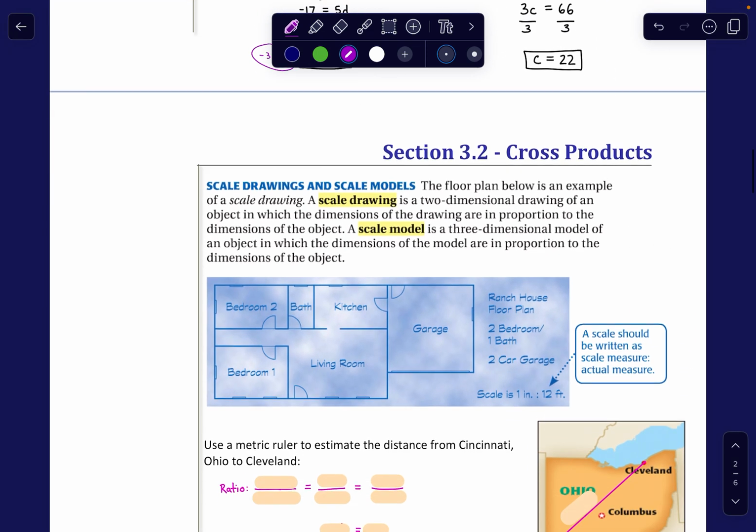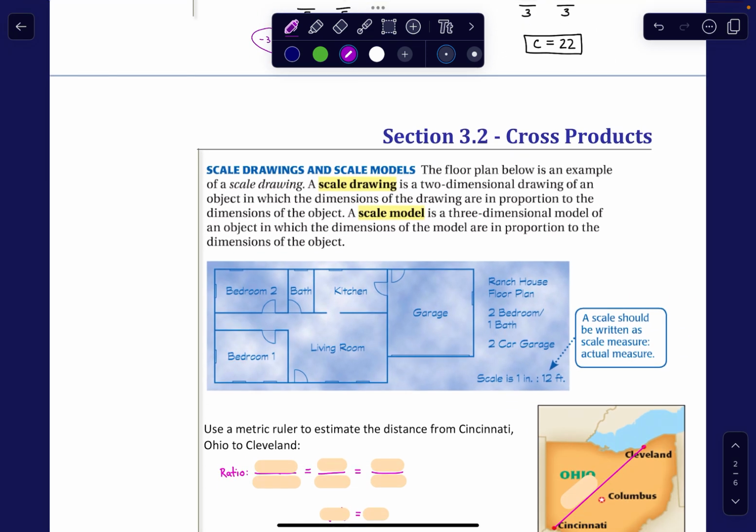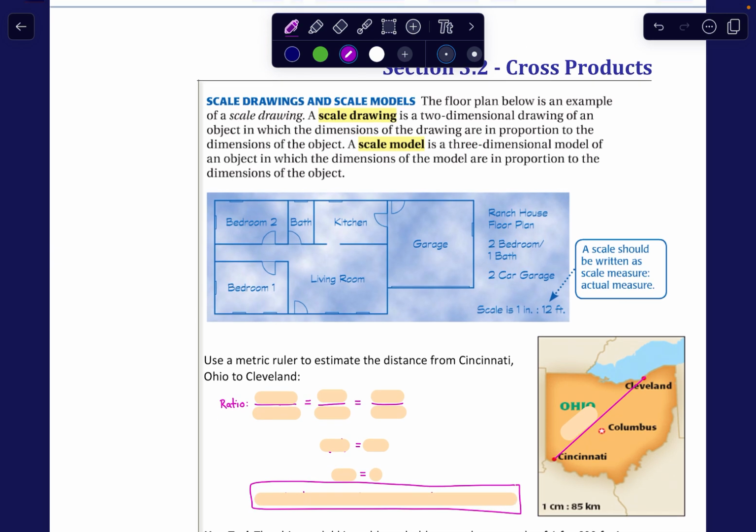Okay, scale drawings and scale models. All right, so this is one of the most common applications of proportions: making blueprints, using maps, building, like set building. If you're doing a play, this is always one story problem I use.